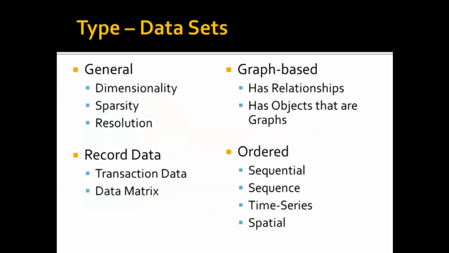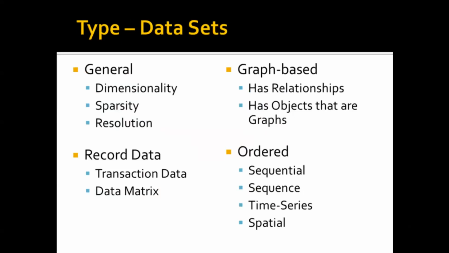Now that we've covered some general data set characteristics, let's take a look at some of the types of data sets you might come across. The first is record data. Record data is exactly what you think it is, a data file that has a fixed set of data fields or attributes. Two common examples of record data are transaction data and a data matrix.